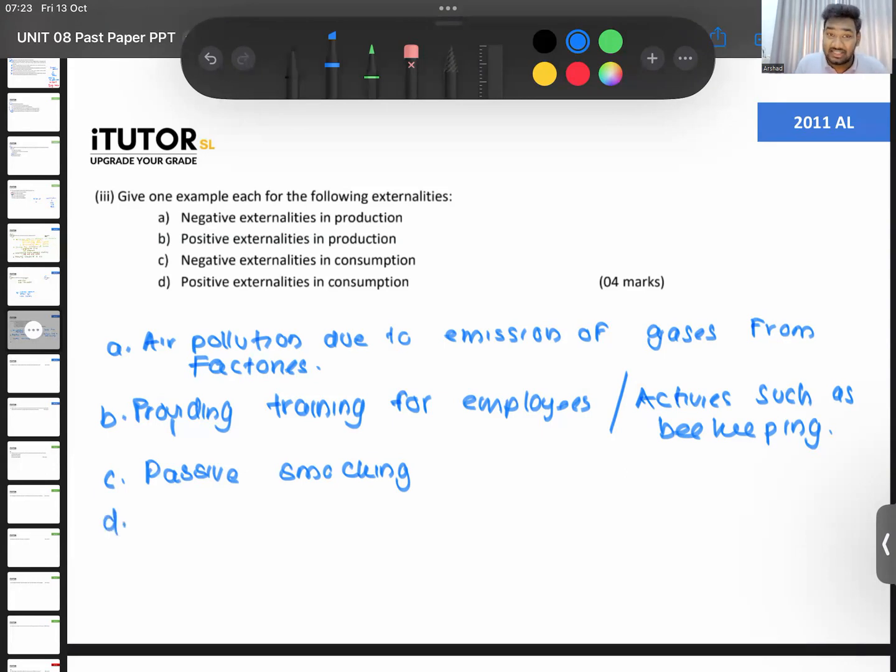Then positive externalities in consumption. You can talk about being vaccinated. When you get vaccinated, you don't spread the disease. Even education is a positive externality in consumption. You come to the class in the morning and you learn, and you clarify a doubt of someone else. So don't just say education, write a nice example. You can say, as a result of being educated, the society, or let's say a third party, is benefited.